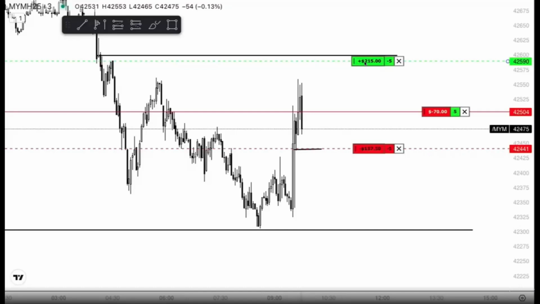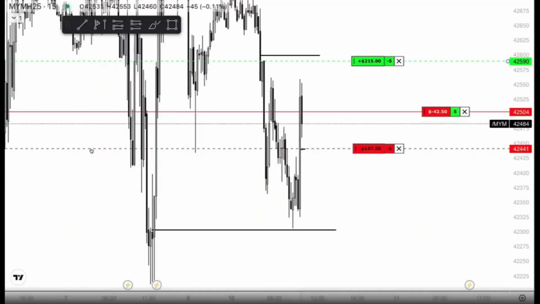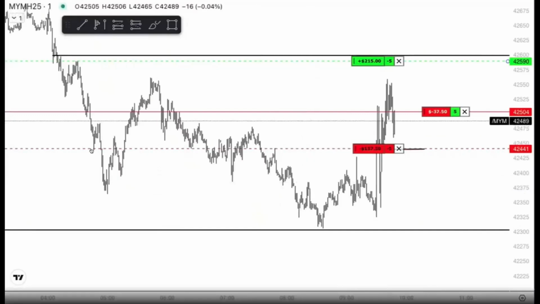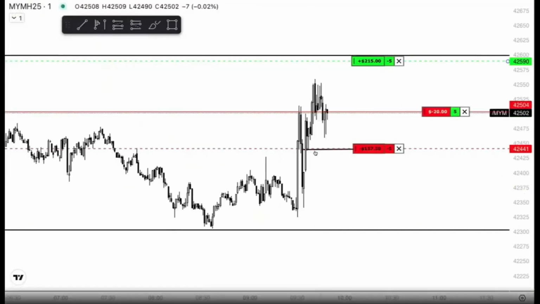It's that simple, right? So the day started, I entered 5 micros at 42,500, and I'm going to talk about why I entered 5 micros right now, right? So right here. All right, so let's talk about this price action right here. Please, please listen very closely. You could take away a lot of information from what I'm about to say.